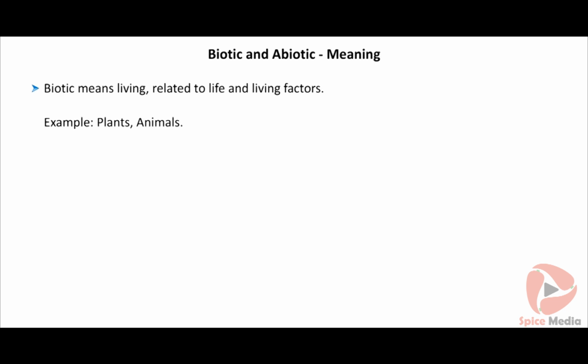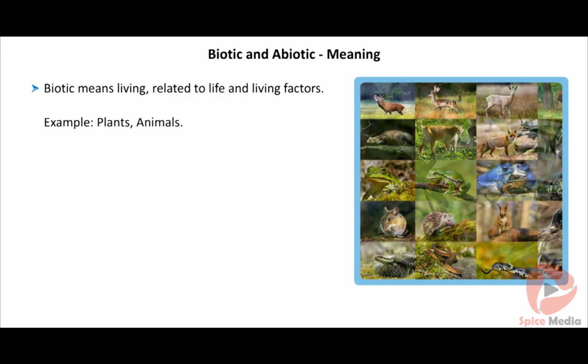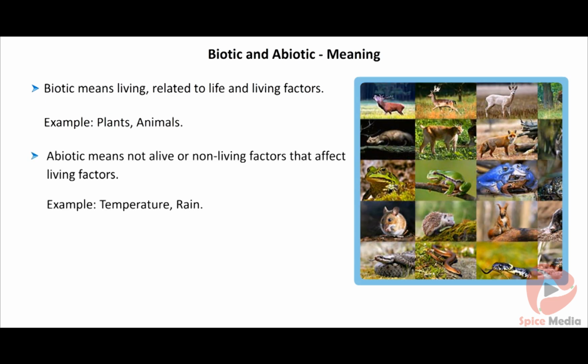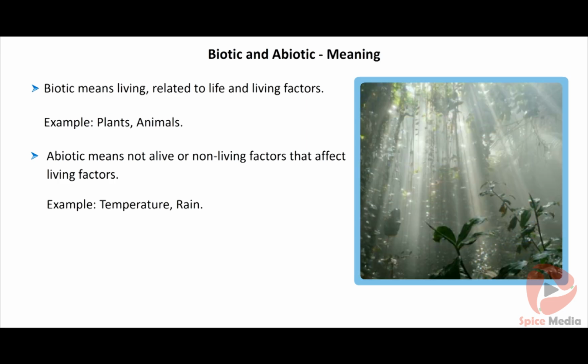Biotic means living, related to life and living factors. Example: plants, animals. Abiotic means not alive or non-living factors that affect living factors. Example: temperature, rain.